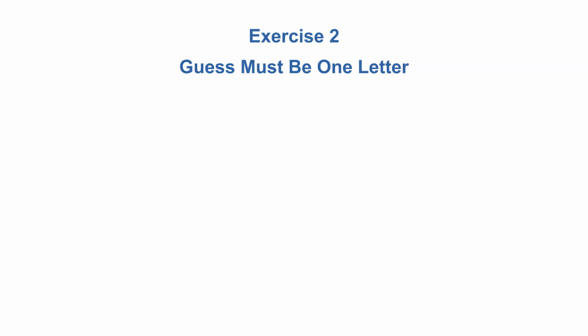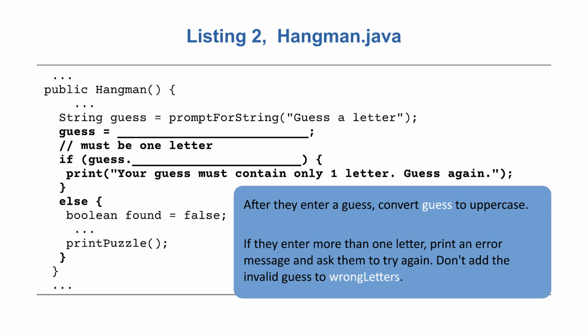Exercise 2. Guess must be one letter. After they enter a guess, convert guess to uppercase. Then, if they enter more than one letter, print an error message and ask them to try again. Don't add the invalid guess to wrong letters. Run it. What happened? If you enter a guess more than one letter long, it should print an error message and ask you to guess again. No change should be made to the list of wrong letters nor to the stickman in the gallows.